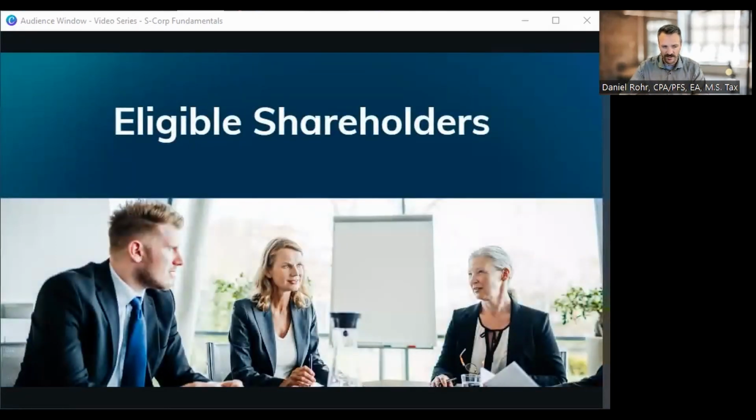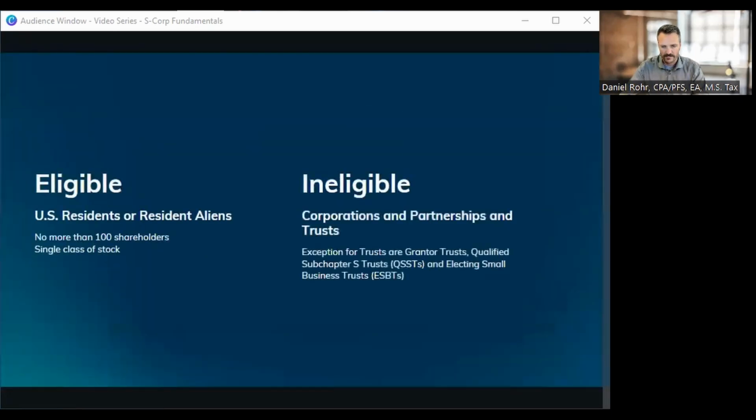Now let's look at the eligible shareholders. Not everyone can get the benefit of being an S corp. And it's essential that if you're considering this business structure, that you understand these. First, there's a limit to the number of shareholders, and it's capped at 100. This restriction helps maintain the more personalized nature of an S-Corp. It's designed to suit small to mid-sized businesses.